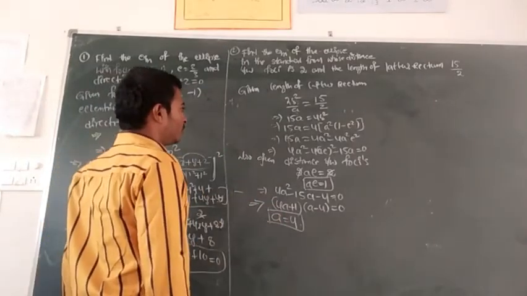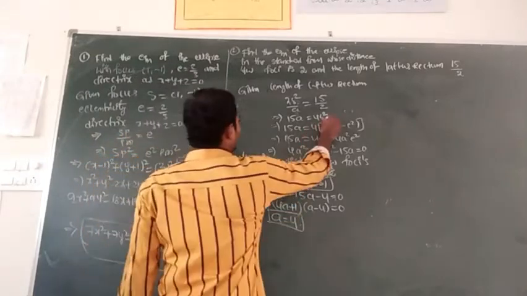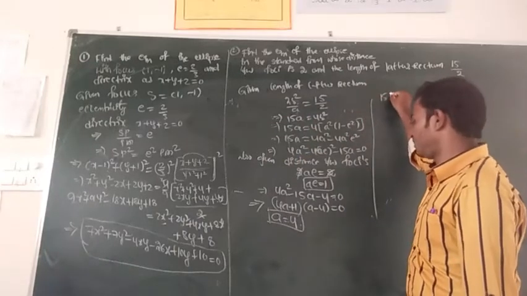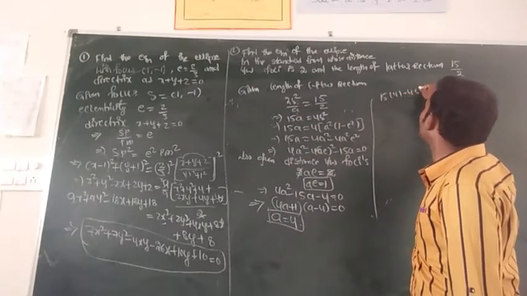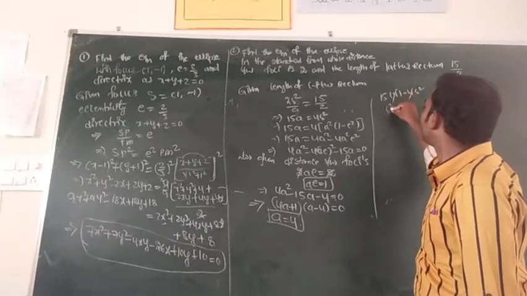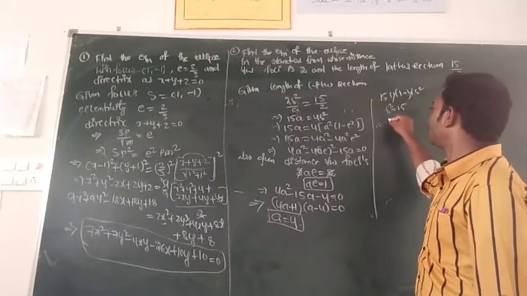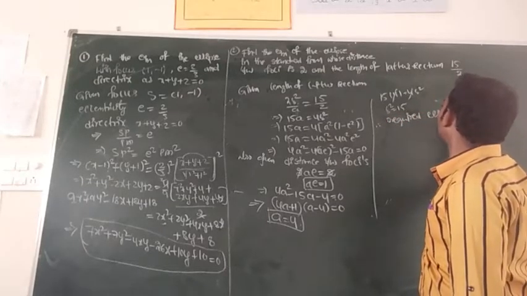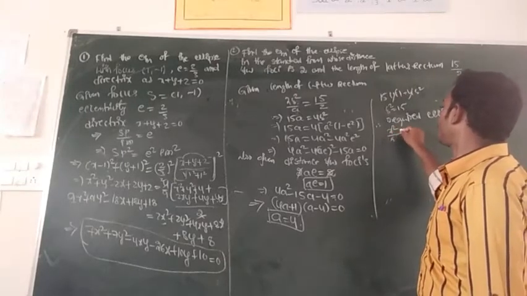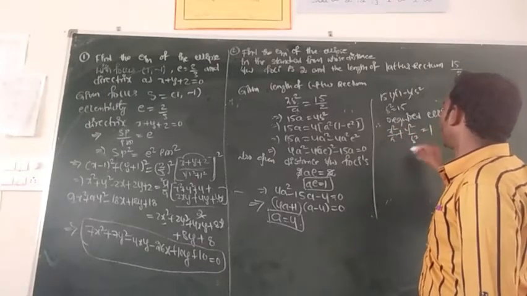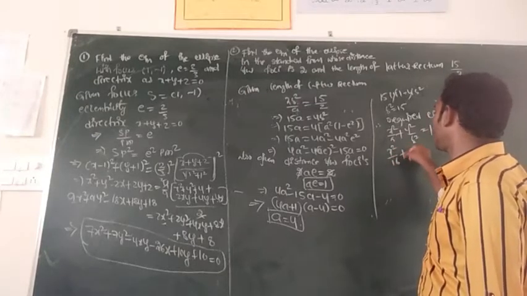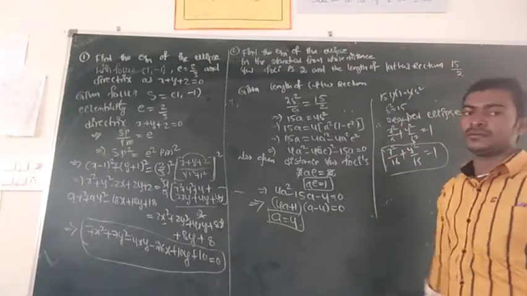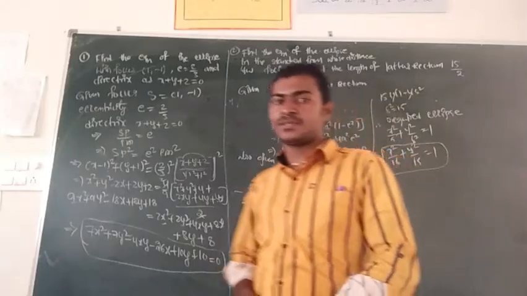Now with a equal to 4, we substitute to get the b value. 15 into a is 4, so 4b square, and these 4 cancel, so b square equal to 15. Therefore the required ellipse is x square by a square plus y square by b square equal to 1, that is x square by 16 plus y square by 15 equal to 1, which is our required ellipse equation.